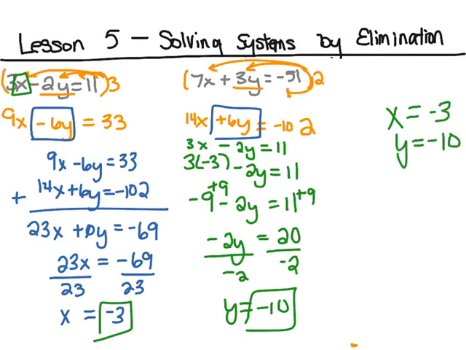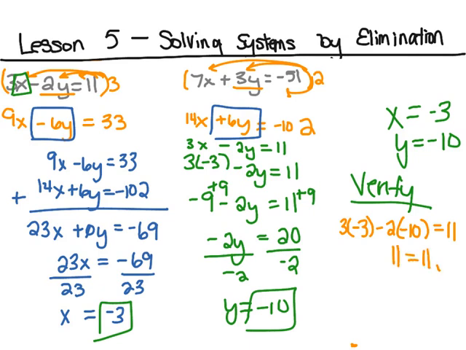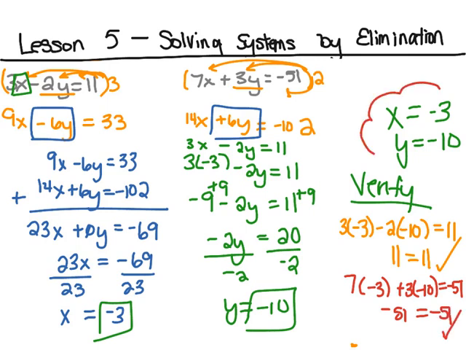And to check your solution, you would verify by substituting back into the equations. So 3 times negative 3 minus 2 times negative 10 is equal to 11. Type it all into your calculator and you get 11 equals 11. 7 times negative 3 plus 3 times negative 10 is equal to negative 51. Type that into your calculator and you get the left side is equal to the right side. So our solution is x equals negative 3, y equals negative 10.